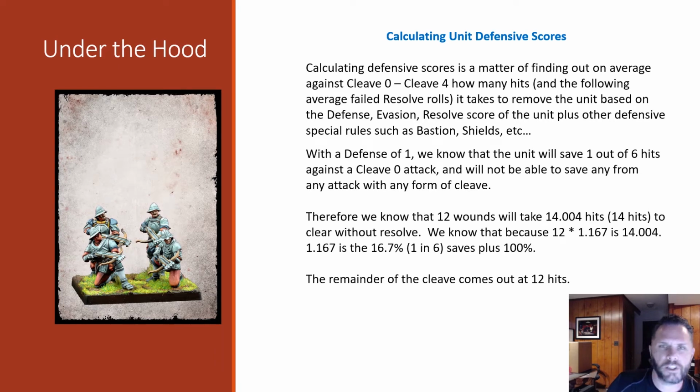So with defense 1, we know the unit's going to save 1 out of 6 hits against a cleave 0 attack. So here's the math. That means against cleave 0, I should take basically 14 hits. And how we know that is because I take 12 wounds of a 3-stand model, and I multiply them by 100% plus 16.7%. 16.7% is 1 out of 6, and I get the value 14.004. So the remainder of this comes out as that.